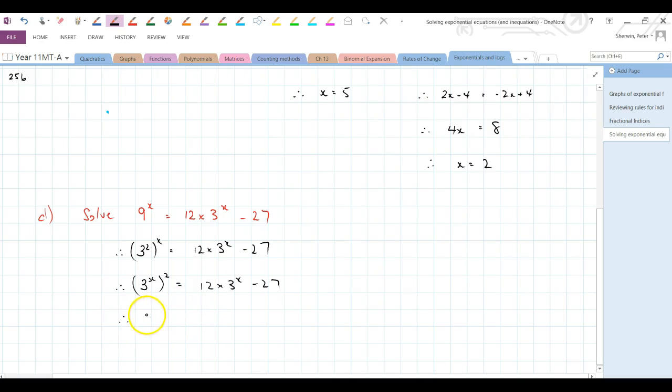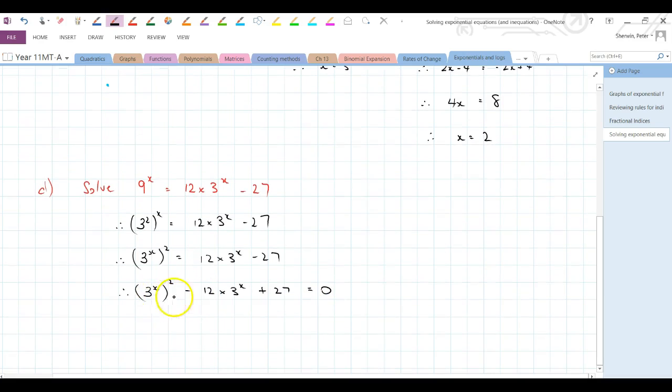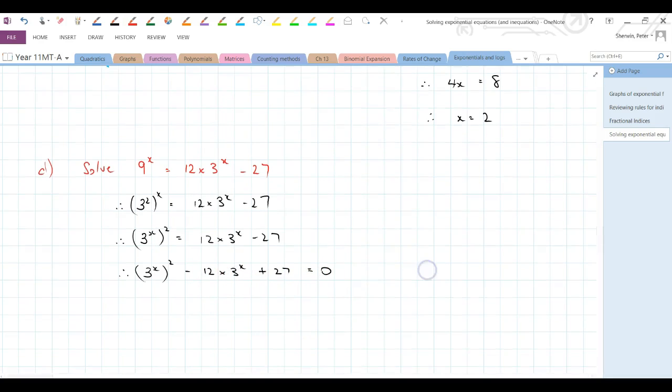If I pull everything over this side of the equation, 3 to the power of x squared minus 12 times 3 to the power of x plus 27 equals 0. Is this starting to look like a trinomial? Maybe a quadratic trinomial where my subject, if you like, is 3 to the power of x. So I've got something squared minus 12 times that something plus 27 equals 0. It's looking a bit trinomialish. Maybe you've seen this sort of technique before.